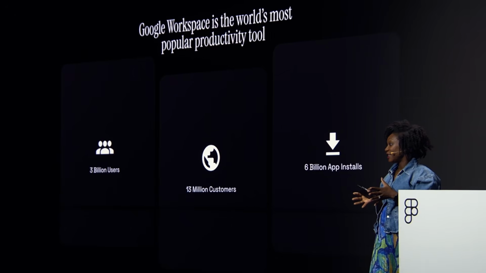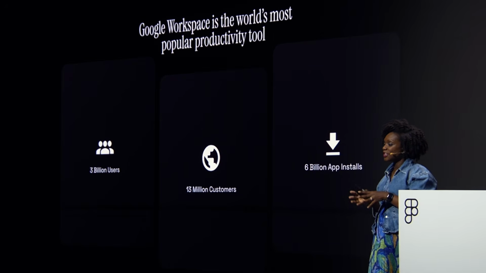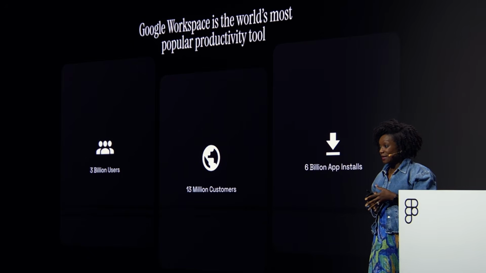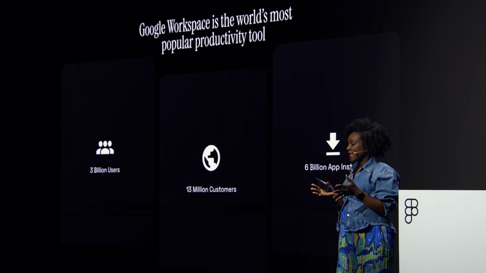So zooming out just a bit, Google Workspace is not just a set of individual apps. It's not just Gmail, it's not just Docs, not just Chat, but it represents the most popular productivity suite that exists today. We currently support 3 billion users, 13 million customers, and what I'm really proud of, we have over 6 billion app installs from our marketplace globally. So whether you're a lean startup, just down the street in the Bay Area, or a massive global enterprise, at Workspace, we're really where your work gets done.